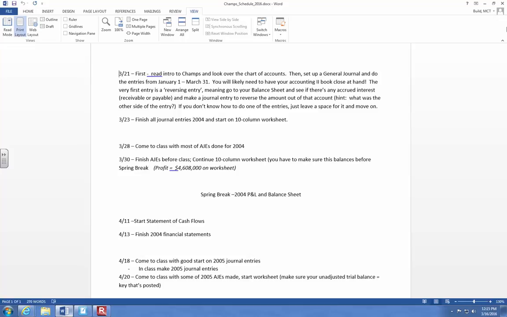I would spend a good hour just looking at the packet before you jump in. The journal entries start on page 14 for the 19Y4 transactions. So you're going to start on page 14, January 1st, and make the journal entries through March 31st. That's 3, 4, 5, 6, 7, 8, 9, 10 journal entries. What you're going to find right off the bat is, oh my God, I don't have any memory whatsoever how I journalize the trade of a piece of equipment. So you're going to have to go back and do some research in your accounting 2 chapters.